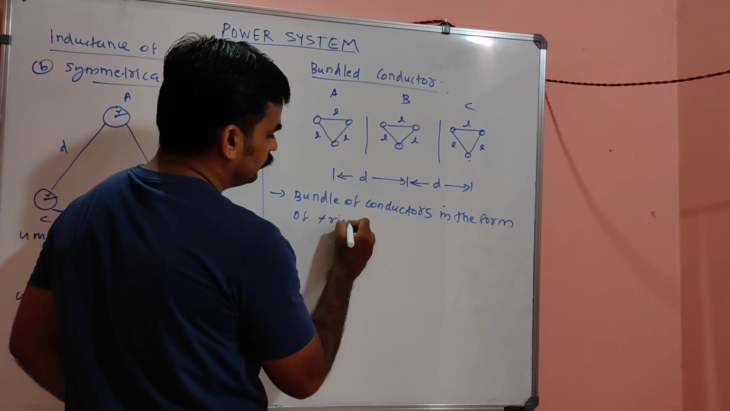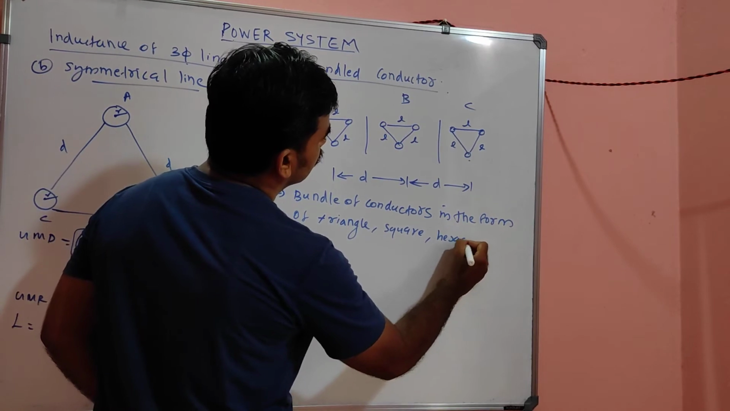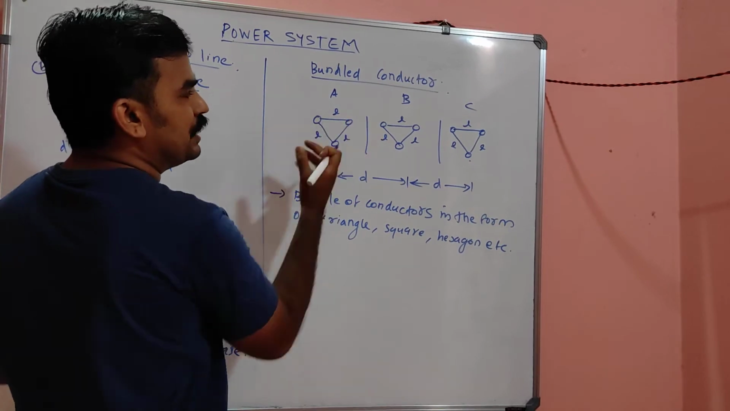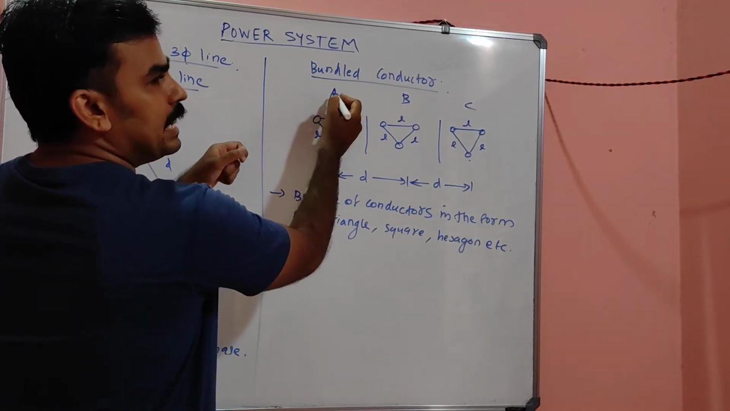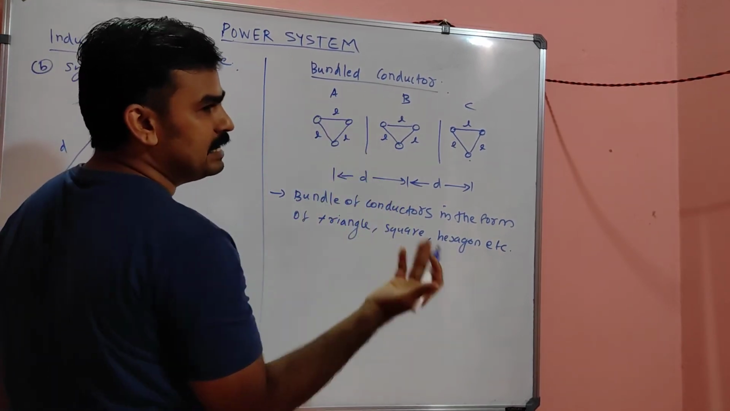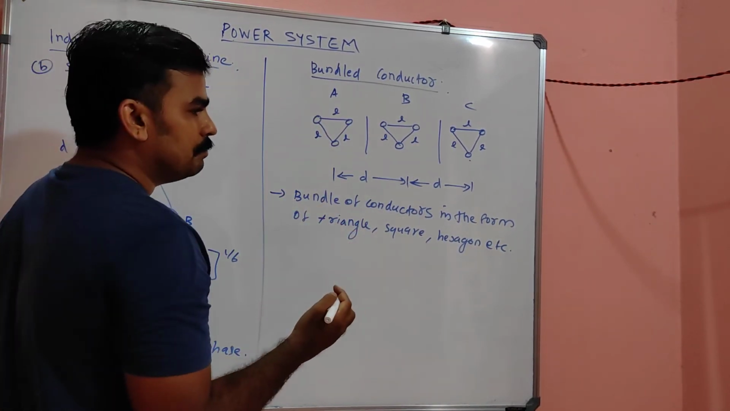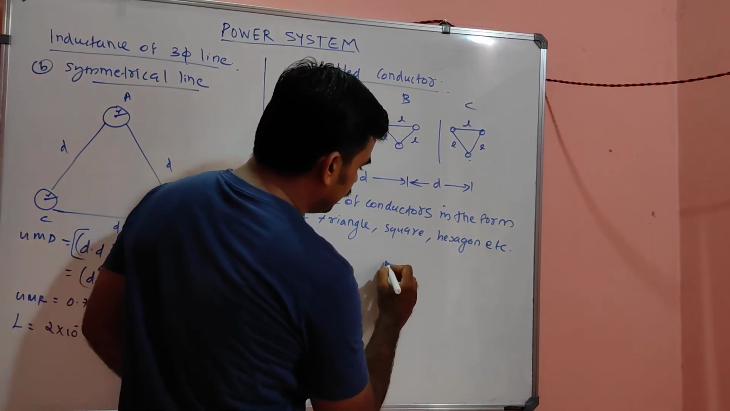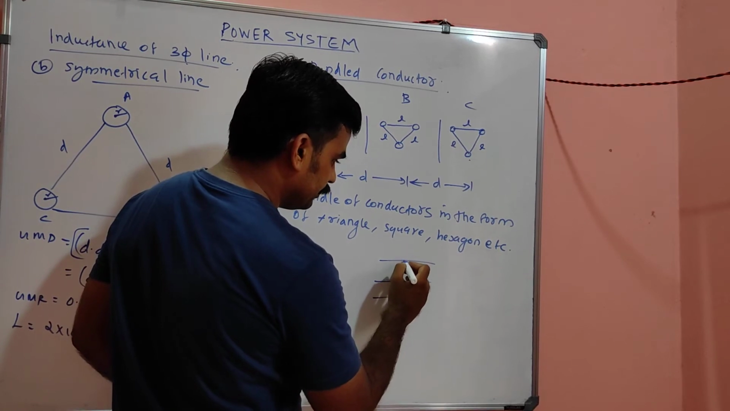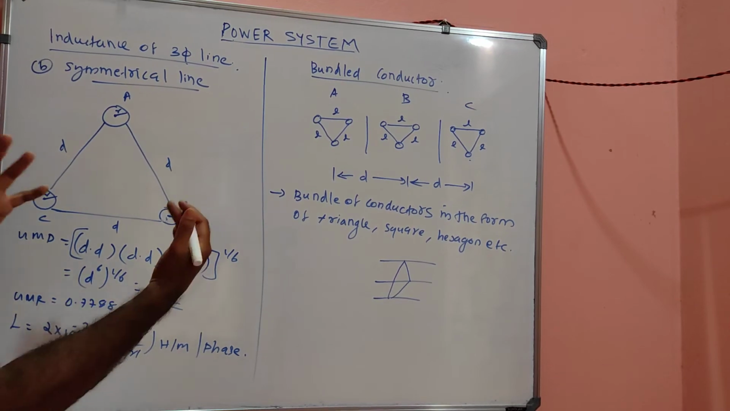triangle, square, hexagon, etc. We are using a triangle shape. Now this is a triangle shape bundled conductor. That means for phase A, instead of using one conductor, we use three conductors, each having radius r, but spaced in the form of a triangle. The three-dimension view will be like this, the triangular form.